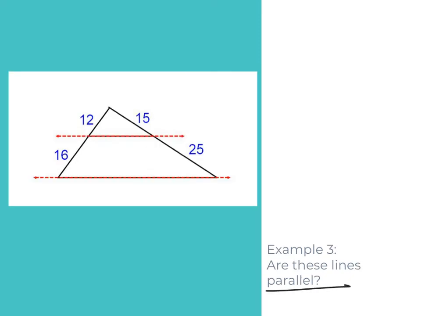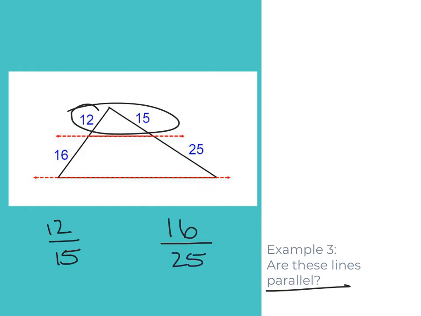This time we're asked, are they parallel? So I'm going to check, is 12 over 15 the same as 16 over 25? Okay. 12 over 15 is going to simplify to 4/5. 16 25ths does not simplify at all.